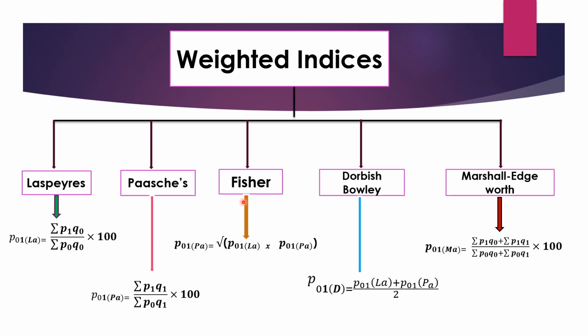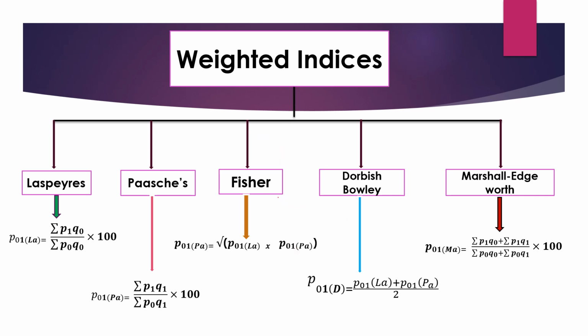Now we will see about Fisher price index number, which is the geometric mean of Laspeyres price index number and Paasche's price index number. For example, if we have two numbers, let us represent them as A, B. If we need to find out the geometric mean of these two numbers, then the formula is under root A into B. In the same way, the Fisher price index number is the geometric mean of Laspeyres price index number and Paasche's price index number.